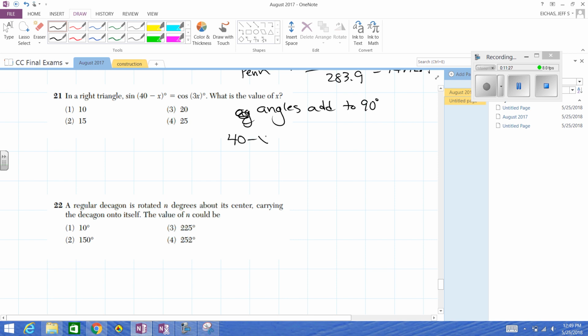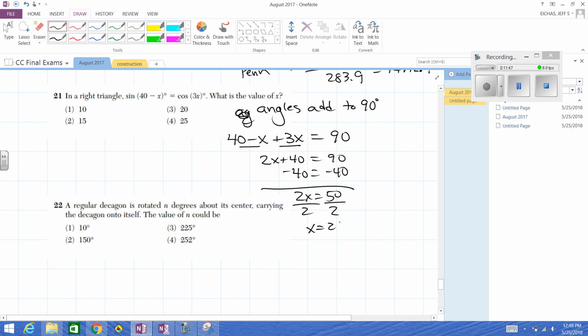So what we should do, and be very careful, it's an easy one to mess up here, is we should add them equal to 90. So this is 2x plus 40 equals 90, and we'll subtract 40 from both sides to get 2x equals 50. Divided by 2, x is 25, and there we go.